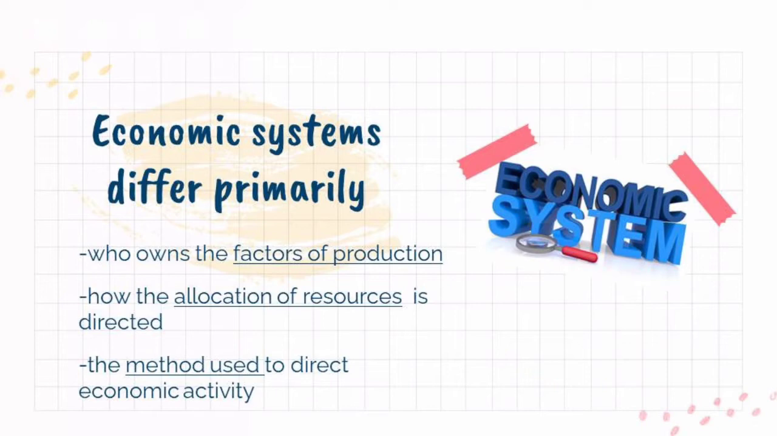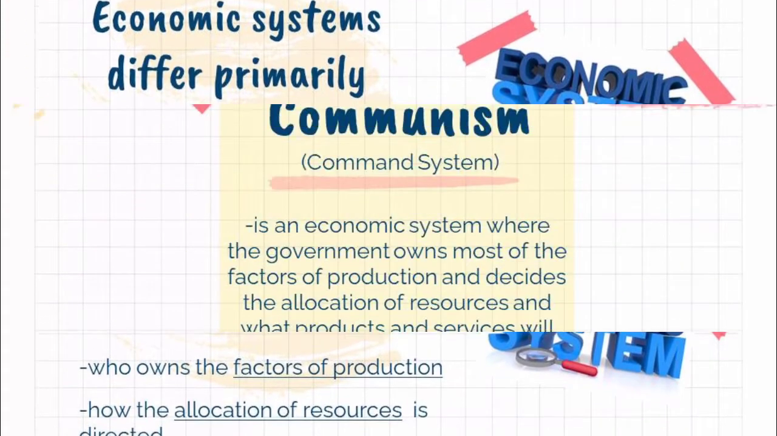Economic systems differ primarily in who owns the factors of production, how the allocation of resources is directed, and the method used to direct economic activity. The primary distinction between the different systems is the degree to which the government participates in the economy.